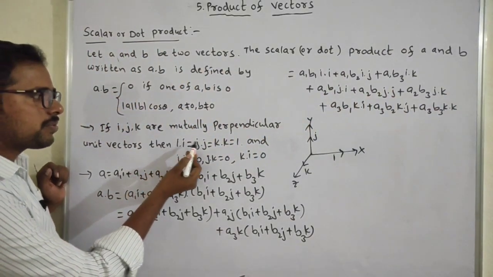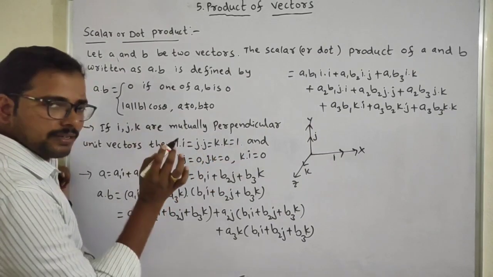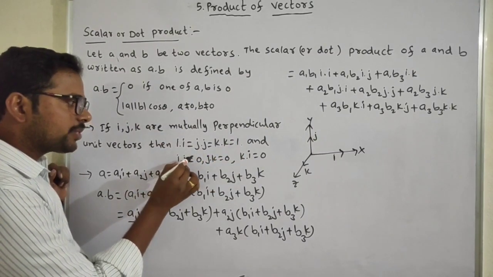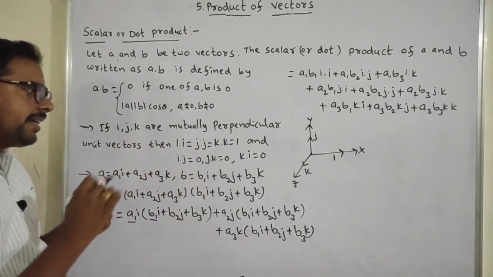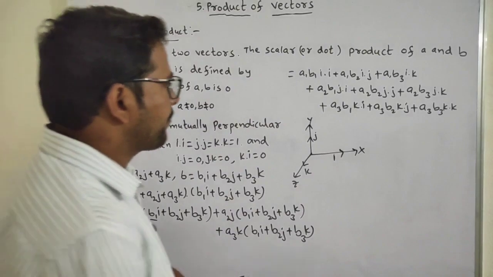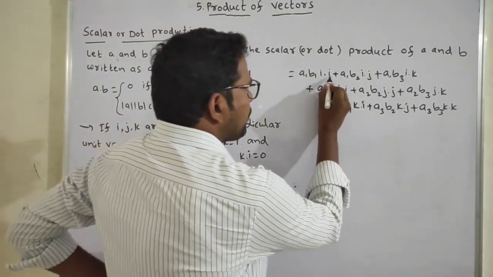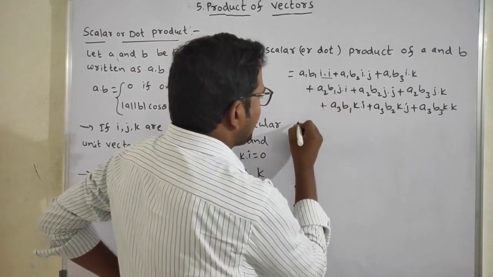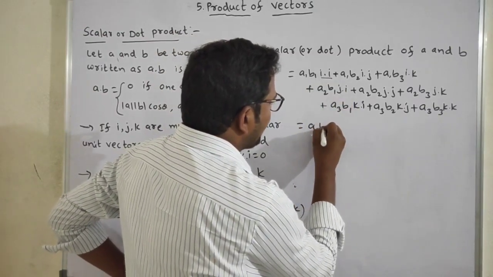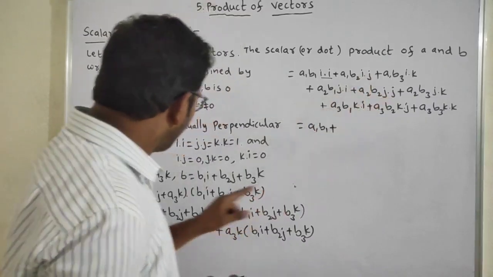I dot I is equals to 1, j dot j is equals to 1, k dot k is equals to 1. And I dot remaining ఏది తీసుకున్నా 0 వస్తుంది, j dot remaining ఏది తీసుకున్నా కూడా 0 వస్తుంది. అంటే ఈ కండిషన్ అప్లై చేసుకోండి ఇక్కడ. Here apply the conditions. So here I dot I is equals to 1 కదా, this value is 1. అంటే ఏమొస్తుంది మనకి a1 b1 into 1 a1 b1 plus here I dot j value is 0.